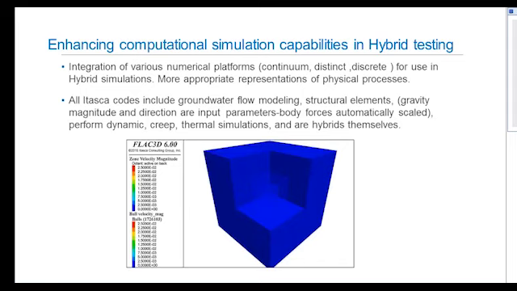Gravity magnitude and direction is an input parameter for us. So simulations in different environments or in centrifuge environments are very easy to do, because all the body forces are automatically scaled. And all the codes, again, have dynamic analysis, creep, thermal simulations. Now, all the codes themselves are also hybrid, so they can interact with each other. And had this movie worked, I would have shown you the simulation.